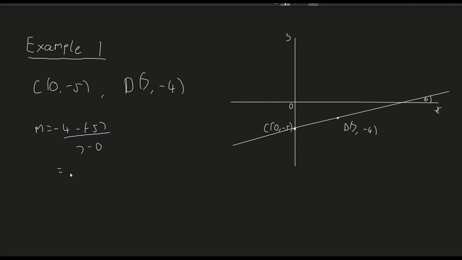So minus 4 minus minus 5 will be 1 over 7. And then using m equals tan theta, or in this case maybe I'll write it this way, tan theta equals m, we'll have tan theta equals 1 over 7, and so therefore theta equals tan inverse of 1 over 7, and theta is therefore approximately equal to 8.13 degrees to 2 decimal places.